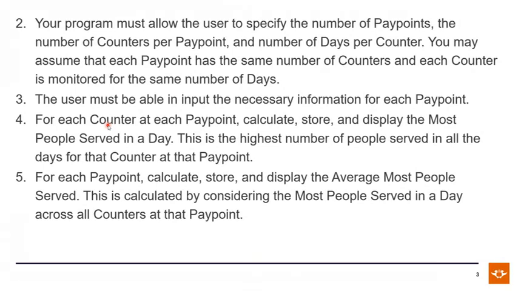All right. So anyway, the user must be able to input the necessary information for each pay point. So remember that each pay point should give you a sense that that is the outermost record structure, and there will be information inside each pay point that includes information on each counter at each pay point. Then here it says, for each counter at each pay point, calculate, store, and display the most people served in a day. This is the highest number of people served in all the days for that counter at that pay point.